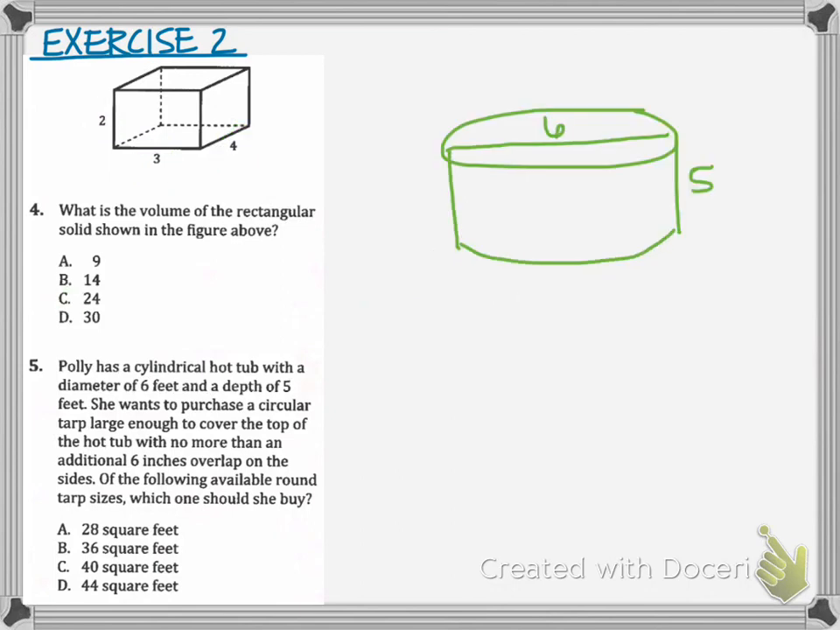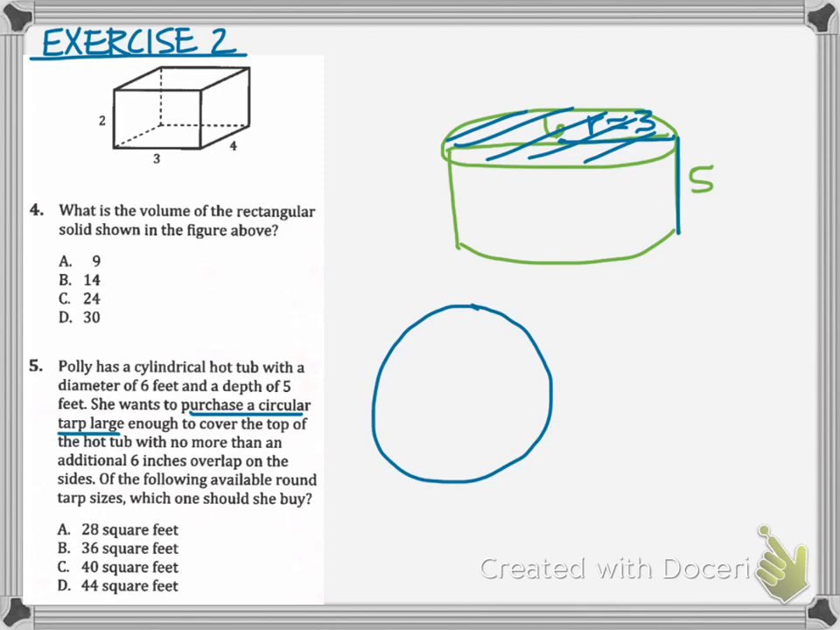Okay, for this problem we have a cylindrical hot tub. The top has a diameter of 6 feet, which means its radius is 3 feet. It tells us the depth is 5 feet, but we're not concerned with volume of this. We just want to purchase a circular tarp large enough just to cover the top. So the top is going to be a circle, and it says it can hang over no more than 6 inches. So it's going to kind of come down to the side.